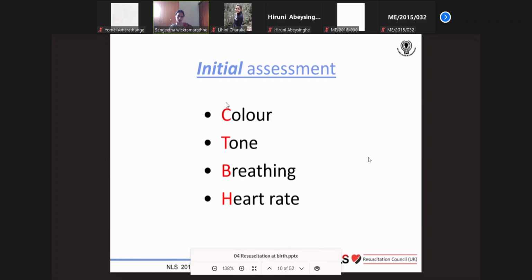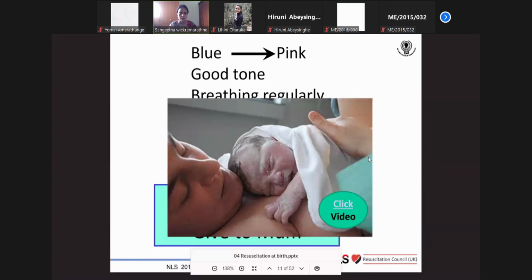This is not a universal mnemonic, but you can remember it as CTBH, right? You can't write it in your exam papers as a mnemonic. It's not a recommended mnemonic. Right, now, this is a baby. So a few scenarios. Now you have this baby.